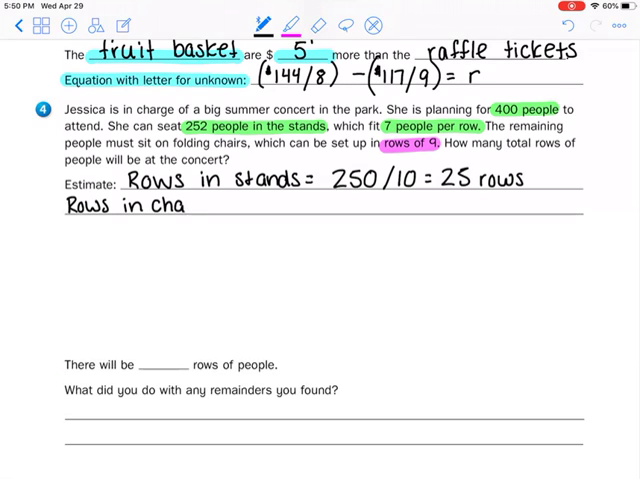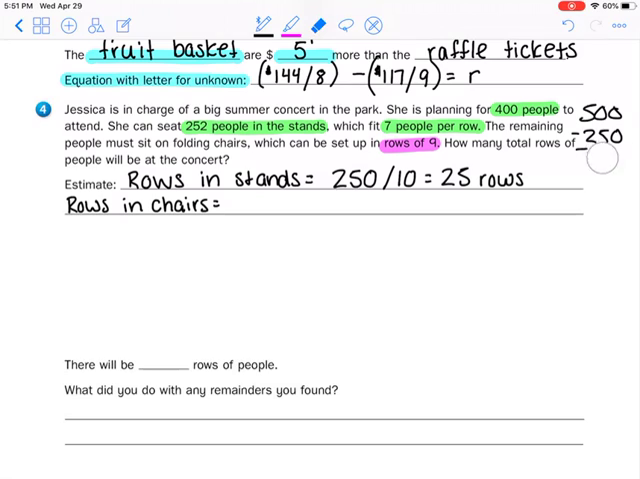So the rows in chairs is how many people are remaining. So it says here that the remaining people must sit on folding chairs. So she had 400 people, and we subtracted the 250 people that can go in the stands. So let's just say I round the 400 to 500 people minus 250, because I could do that easily in my head, and I'm left with about 250 people. So it's basically split in half. Half were in the stands, half were in folding chairs.